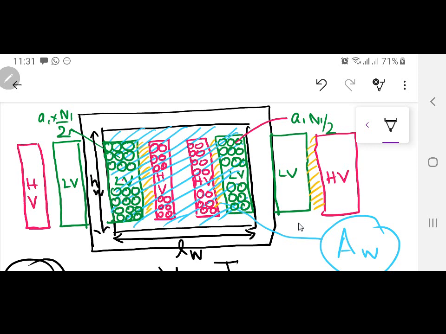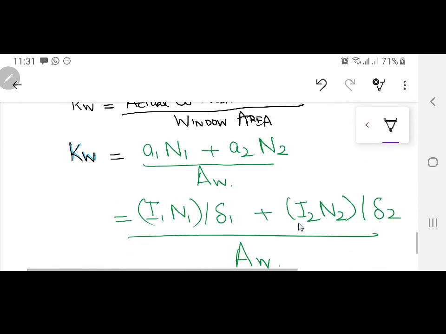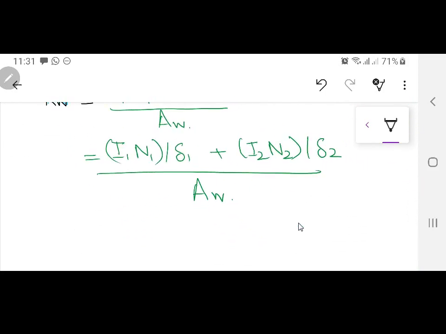So LW into HW is actually AW, the width of the window. Okay, but we are not concerned with that at present because we are just interested in something else. Now, since I just told you that delta 1 and delta 2 are both almost going to be the same, unless there is a big transformer and you are going towards that.